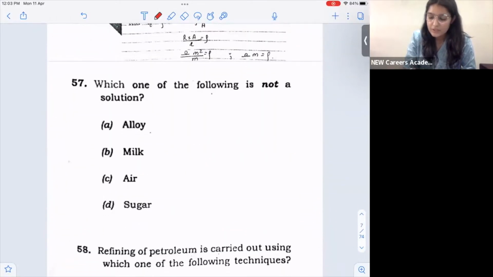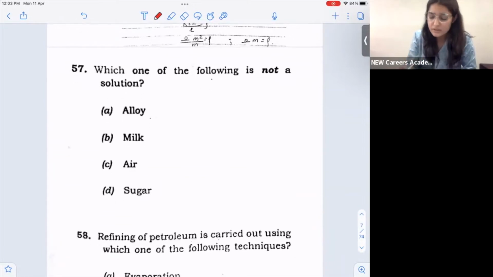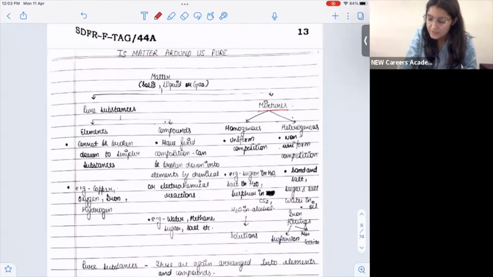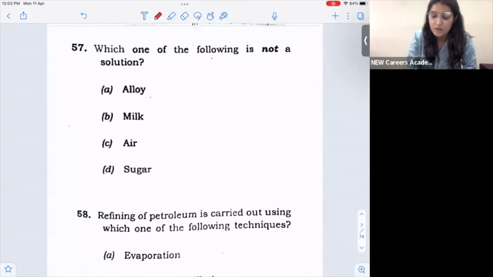Next, which one of the following is not a solution? Okay, not a solution. So what are solutions? Solutions are mixtures. So that means we have to identify which is an element or a compound. Alloys are mixtures. Alloys are homogeneous mixtures of metal with metal or metal with non-metal. Emulsion, milk is an emulsion. Okay, again a colloidal solution. Air is a mixture. Option D is correct answer. Sugar is a compound. Sugar is not a mixture.